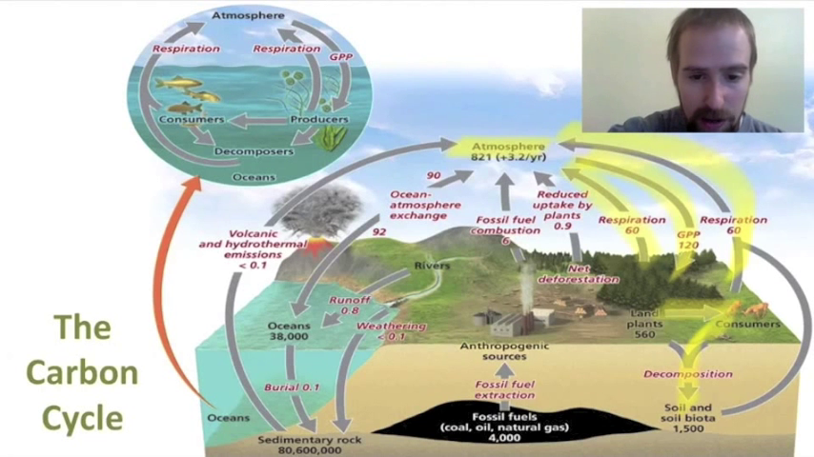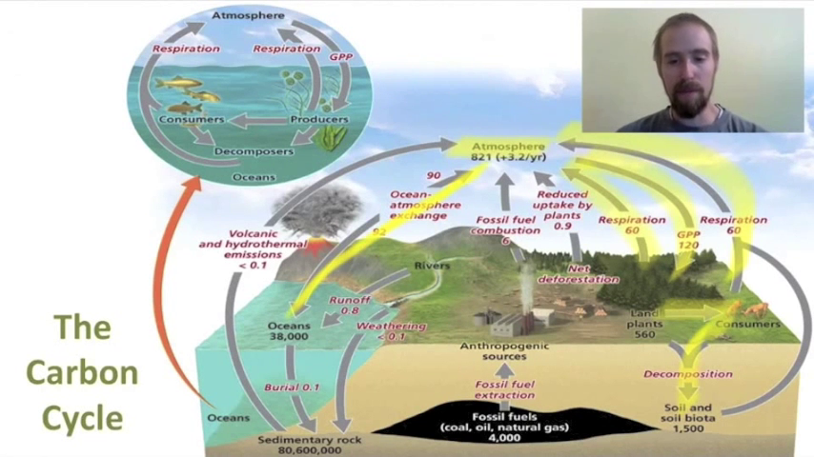This part here, the ocean-atmosphere exchange, is a pretty big one, and carbon in the atmosphere gets dissolved as dissolved gas into the surface of the oceans, and then as the oceans fluctuate in temperature, that gas comes back out of solution and goes back into the atmosphere. So carbon is literally moving back and forth, back and forth, back and forth between the atmosphere and the oceans all the time.